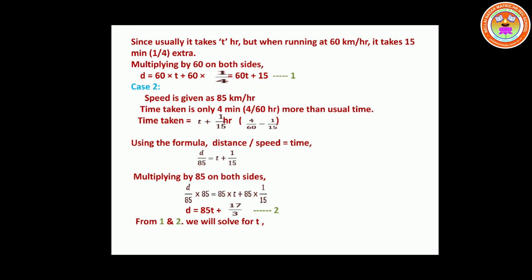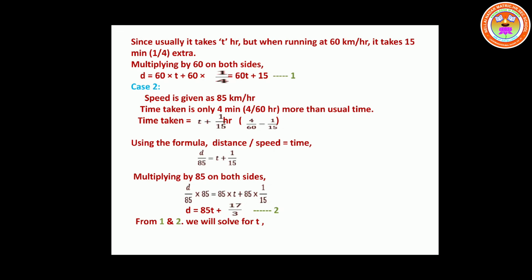So you balance d in my left hand side. In my right hand side, when I multiply by 60, it is expanding as 60 into t plus 60 into 1 by 4. Now again you substitute and expand it. So 60 into t is 60t plus 60 into 1 by 4. 4 and 60 get cancelled. 4 one times, 60 15 times. So what is the answer? The final equation we are getting is d is equal to 60t plus 15. That is the first equation from case 1.